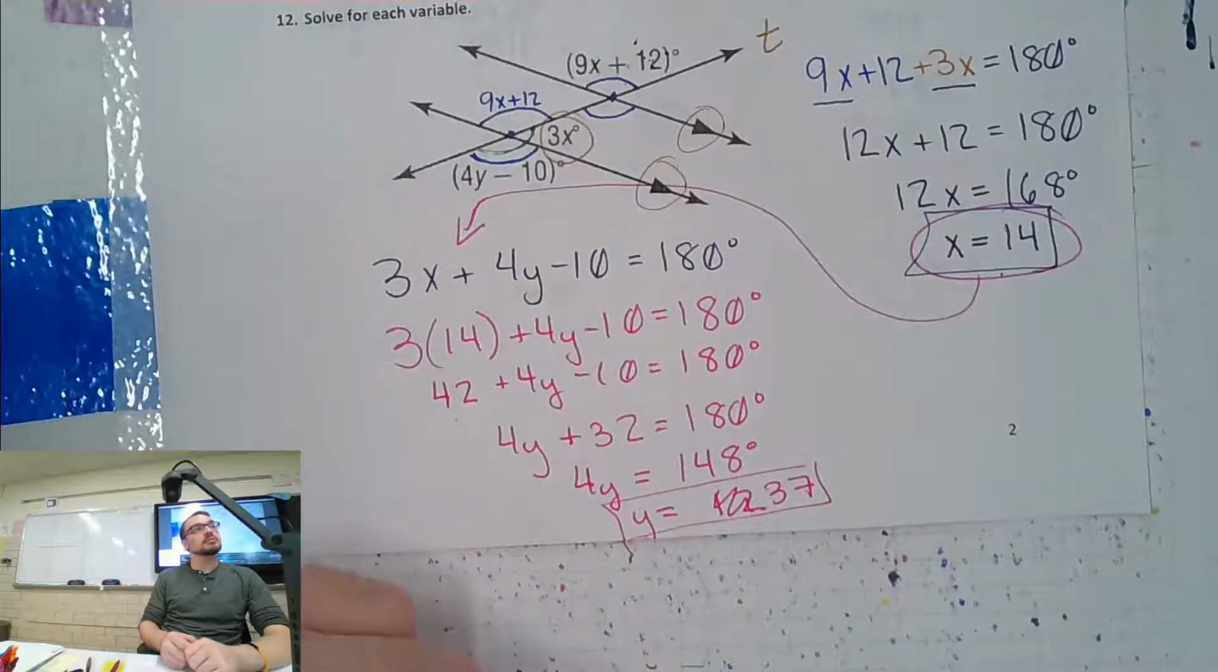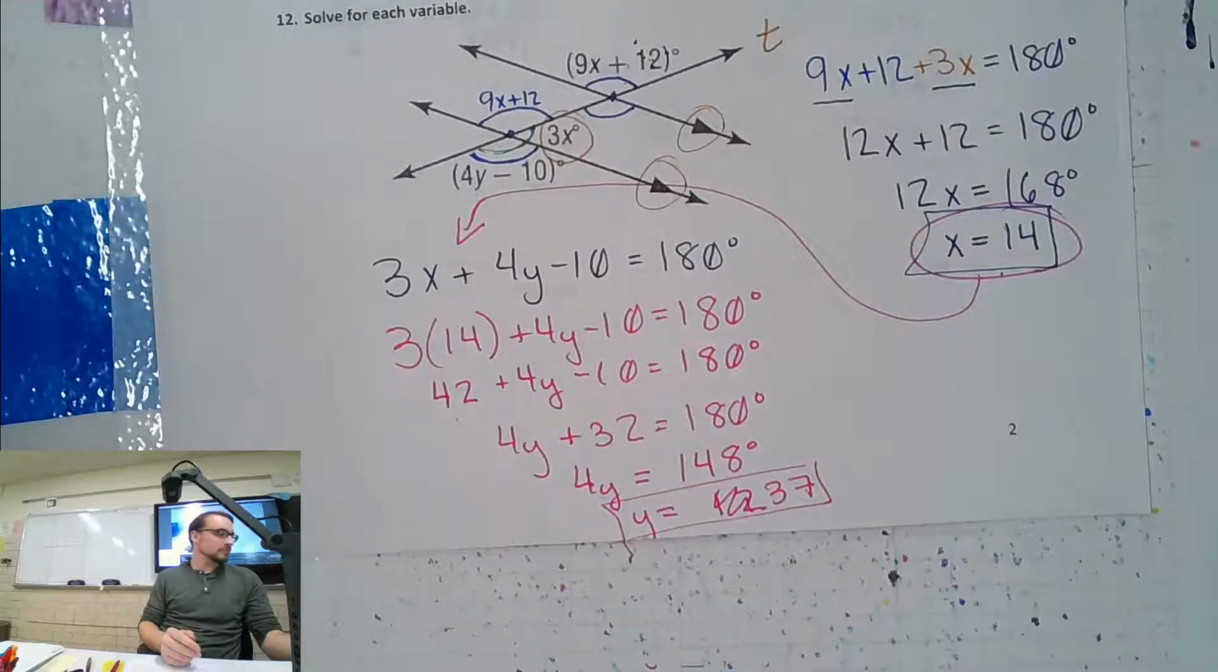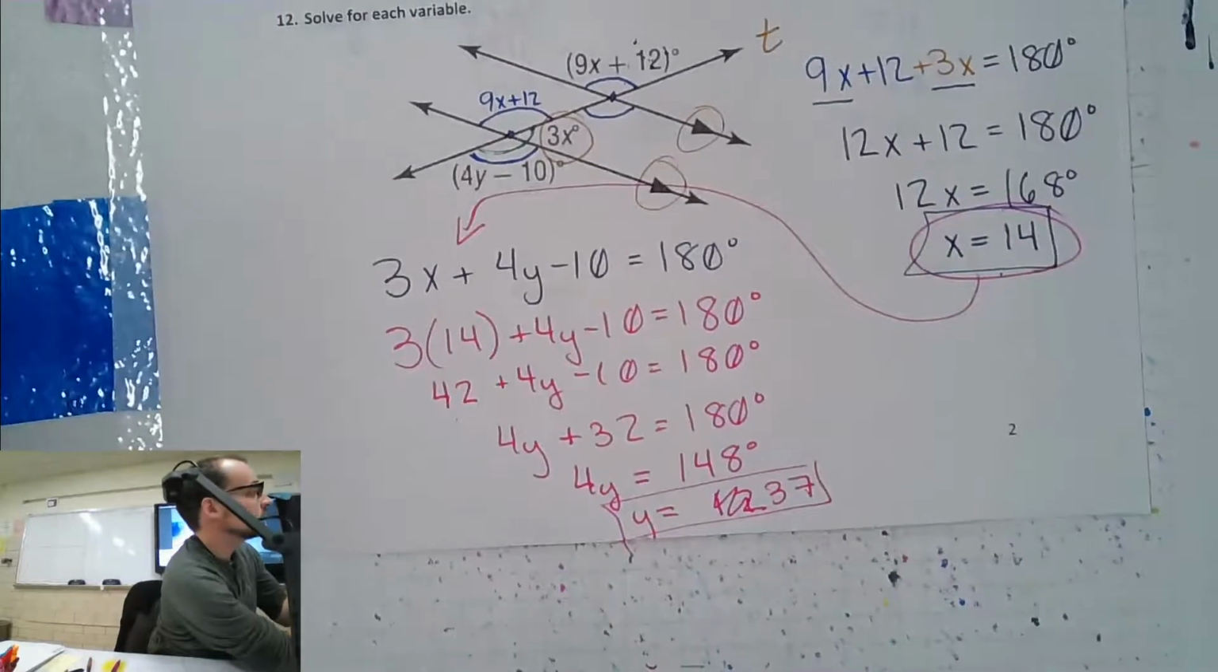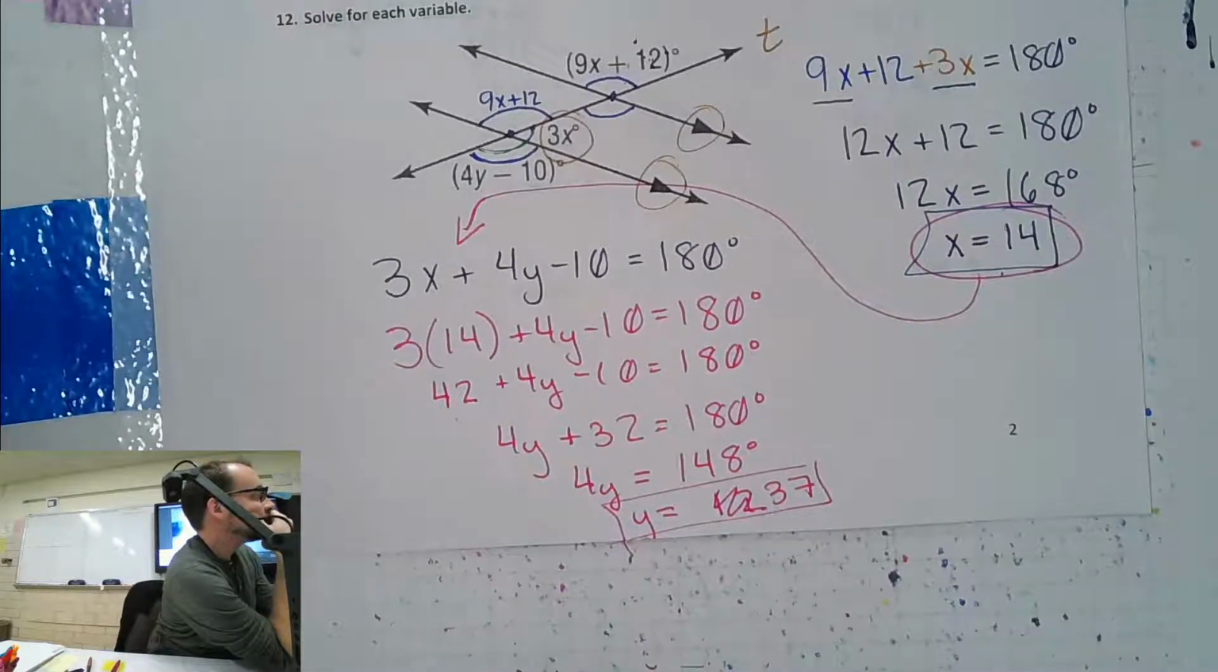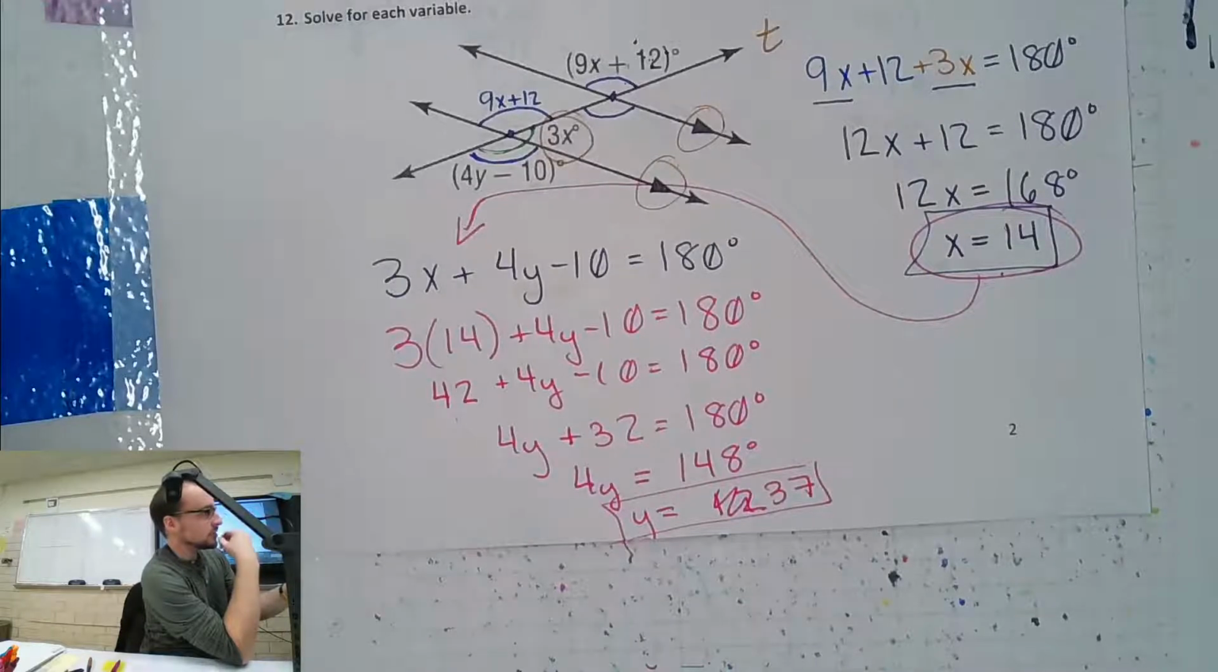Yes, ma'am. Are you asking about the right side? 4y minus 10. 4y minus 10 is equal to 138. Oh, yeah, definitely, yeah.